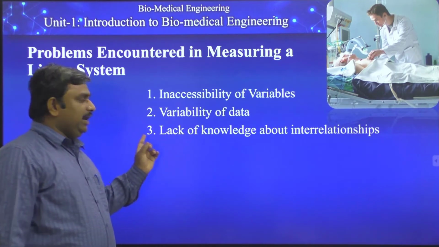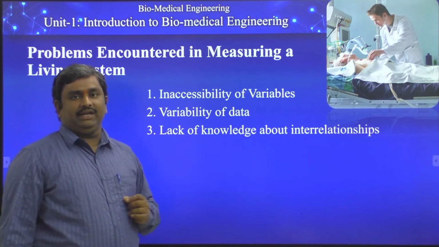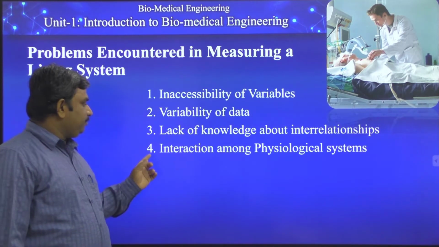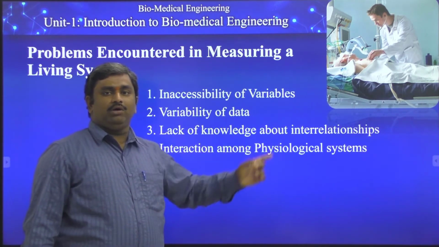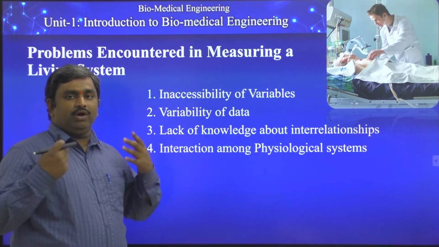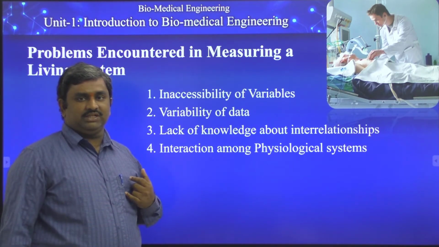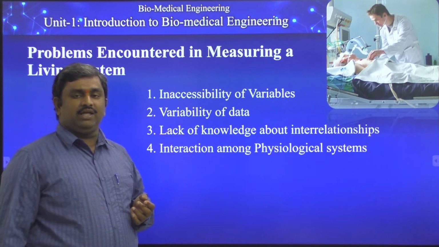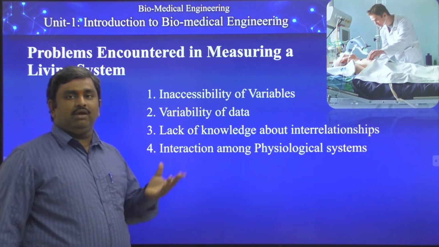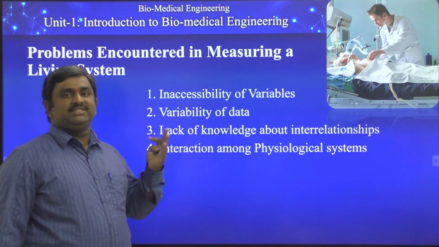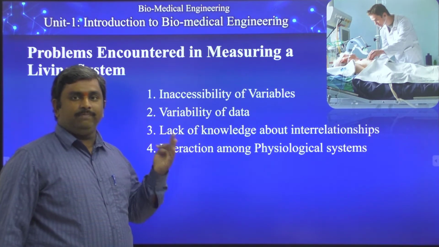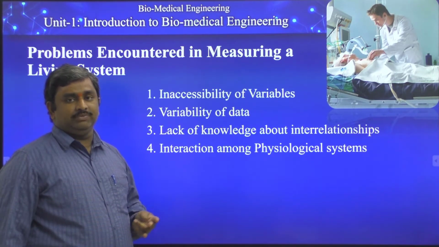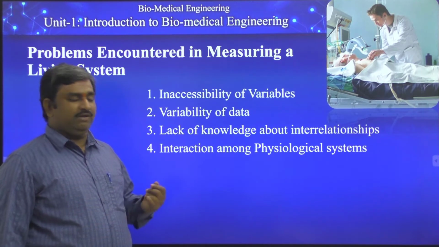And the third problem, lack of knowledge about interrelationships. Third one, interaction among physiological systems. In our body, we have different types of physiological systems. In our body, majorly 4 physiological systems we have seen in the previous classes. What are they? The first one, biochemical system. Second one, cardiovascular system. Third one, respiratory system. Fourth one, nervous system. These are the 4 systems we have seen in the previous classes.